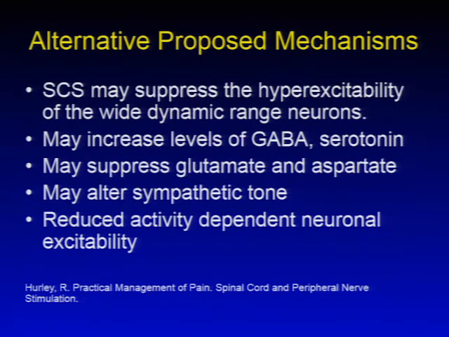There are other mechanisms by which spinal cord stimulation is thought to work that include suppression of hyperexcitability of wide dynamic range neurons. It is thought spinal cord stimulation may increase GABA and serotonin, may suppress glutamate and aspartate. It may alter sympathetic tone and reduce activity-dependent neuronal excitability.